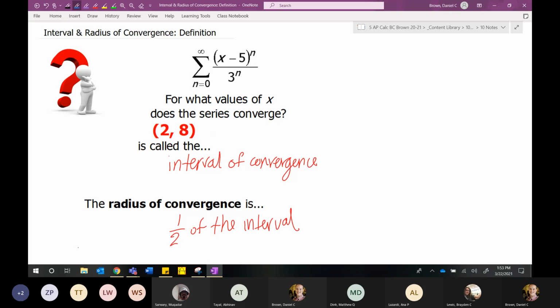So to go back to this problem, again, lots of vocab. We're saying that whenever x is between 2 and 8, the power series is converging. So think about a number line. What was the center of this power series again? 5. So the center is 5. We're saying potentially it converges between 2 and 8. That represents the interval of convergence.